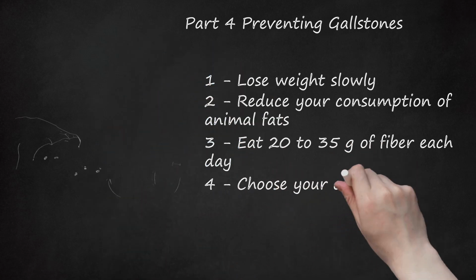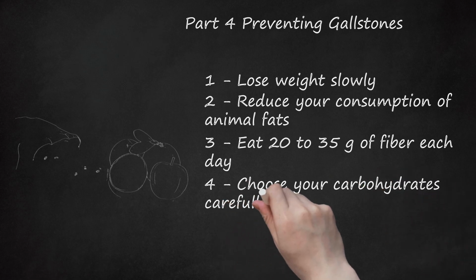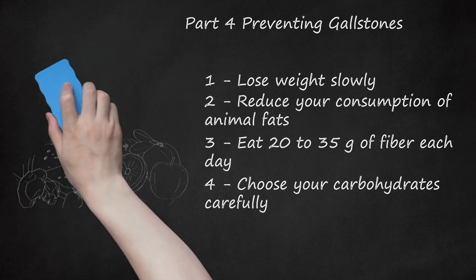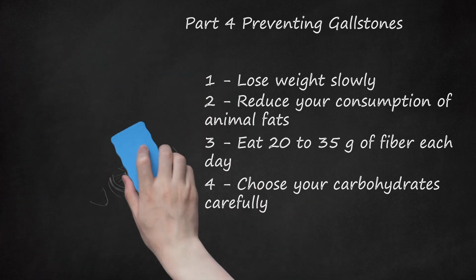4. Choose your carbohydrates carefully. Sugar, pasta, and bread may contribute to gallstones. Eat whole grains, fruits, and vegetables to lower your risk of gallstones and gallbladder removal. Some research has suggested an association between high carbohydrate intake and increased incidence of gallstones. This is because carbohydrates are converted to sugar in the body.